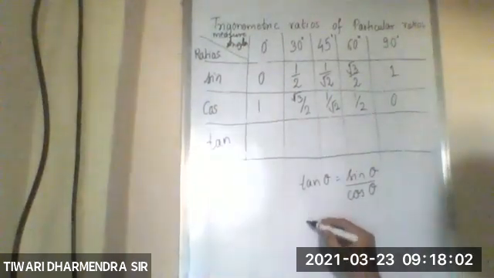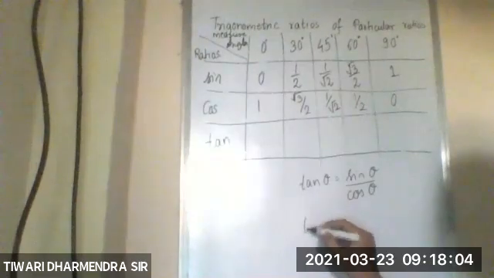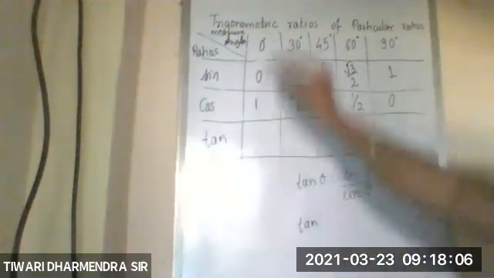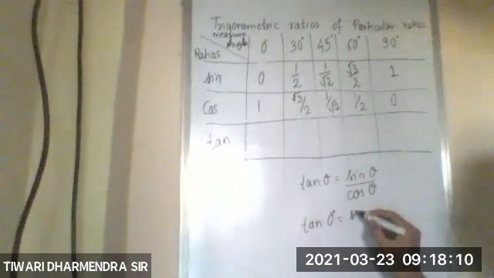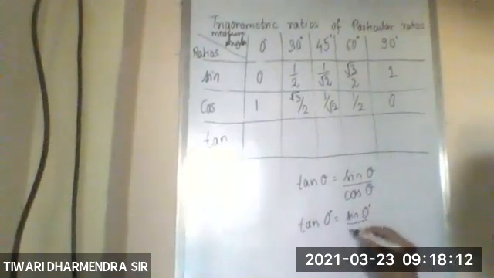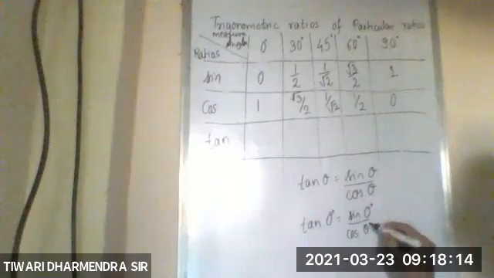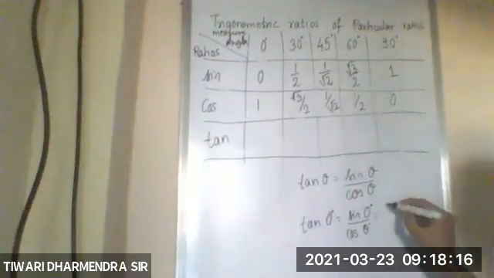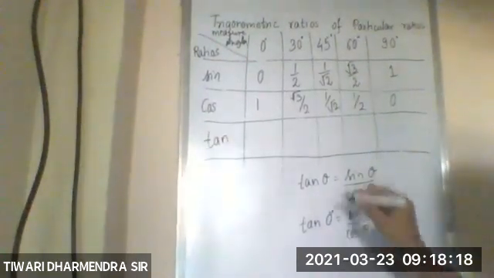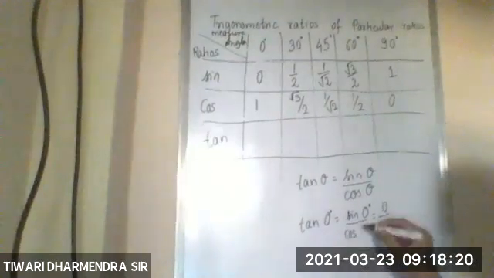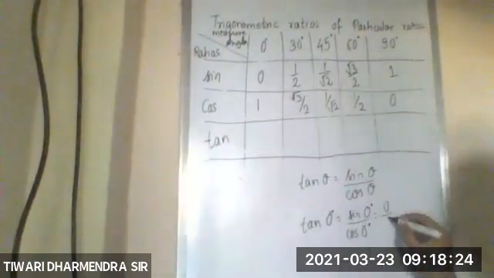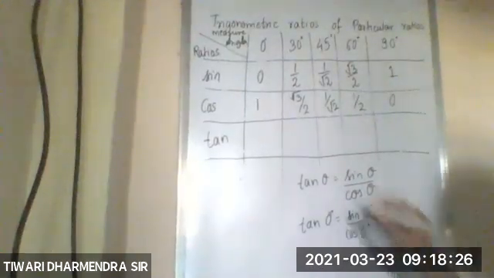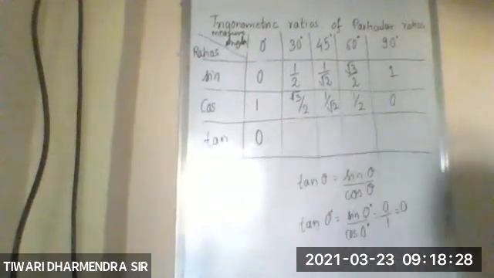So tan of 0. First we will derive this value, tan of 0. Tan of 0 degree is equal to sine of 0 degree upon cos of 0 degree. Sine 0 is 0 upon cos 0 degree is 1. So 0 divided by 1, answer is 0. So tan of 0 is 0.